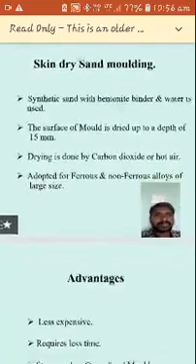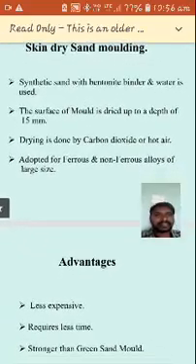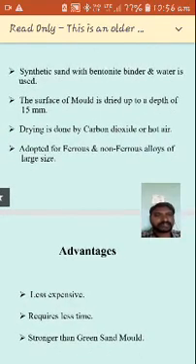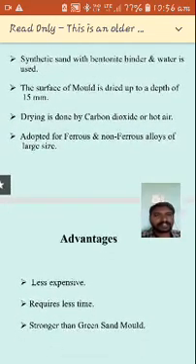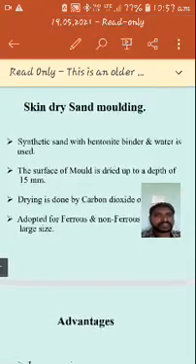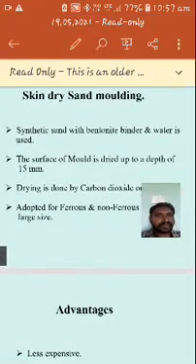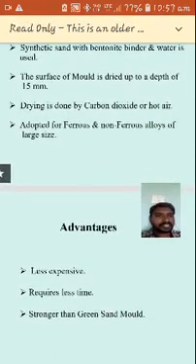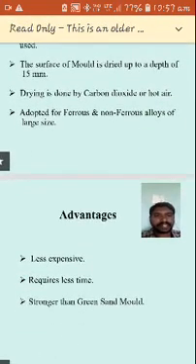Next is skin dry sand molding. A synthetic sand with a bentonite binder and water is used. The surface of the mold is dried up to a depth of 15 mm. Only up to a part of the depth can we dry it, and the remaining is as usual. Drying is done by carbon dioxide or hot air.